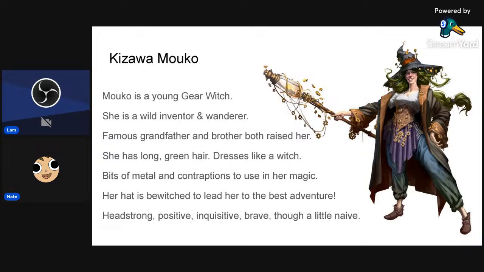Now then, based on this and way more information that I gave Kevin, this is what he created. This is Kizawa Moko according to Kevin. And that's totally fine. She might not look the way that I envision her, but I can still see it. I see the wildness. You can't look at this character and think she's not wild.